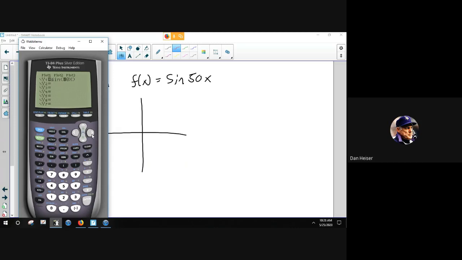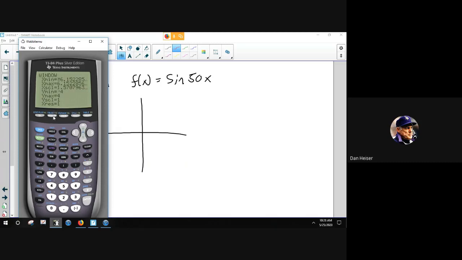If I just do sine x, I get a nice smooth curve. If I put the 50 back in, I'm getting all these little fringy things here, and that's not good. So I need to play with this graph a little bit.